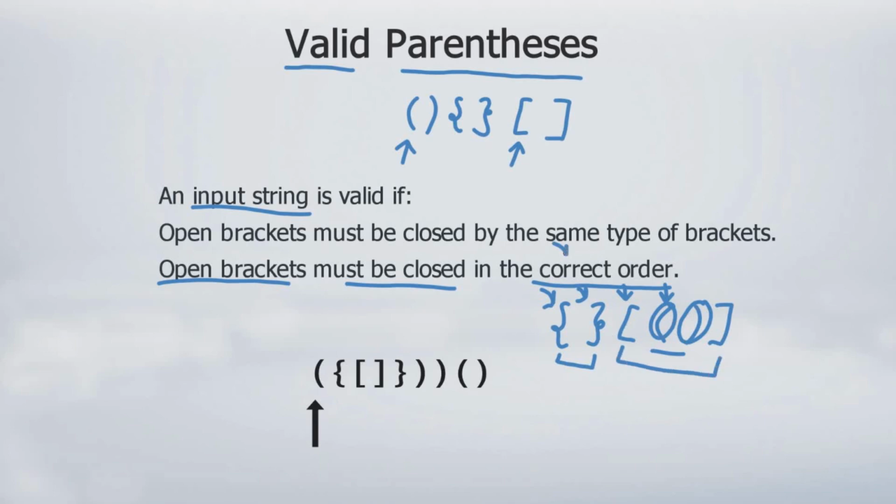So correct order means what we might have studied over the years when we did maths and algebra. Those brackets which are inside need to be closed first, and then we come one step outside and so on. This means that if we have this square bracket and then this opening bracket and another square bracket and then this opening bracket, then this is not valid. The reason is that this opening bracket is inside another bracket and therefore this needs to be closed first. So this is the meaning of correct order. Now let us see the solution for this problem.